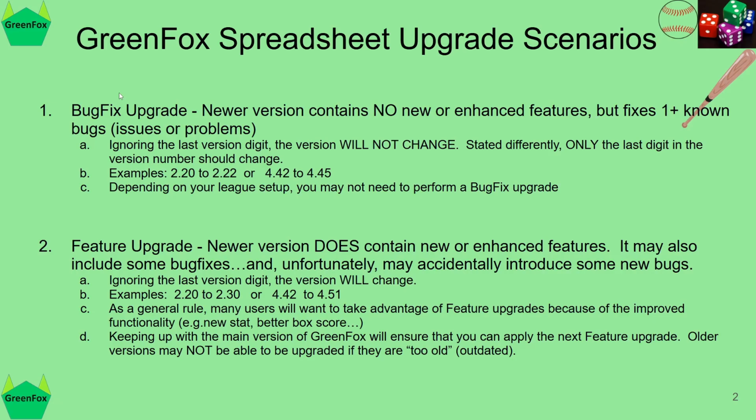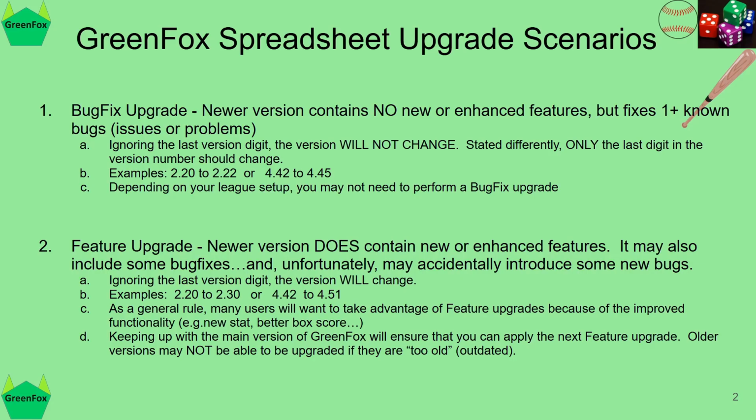So number one I mentioned here is the bug fix upgrade. And what makes it a bug fix upgrade is two things. Most importantly, it doesn't have any new or enhanced features, but the whole purpose of this version is to fix at least one known bug or issue or problem. And when you apply a bug fix upgrade, only the last digit of the version would change. I give examples here of 2.20 to 2.22 or 4.42 to 4.45. When only that last digit changes, that means it's a bug fix upgrade.